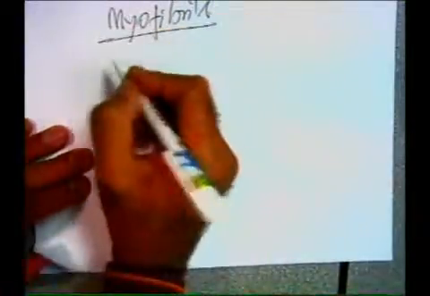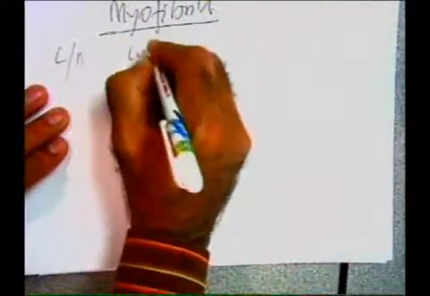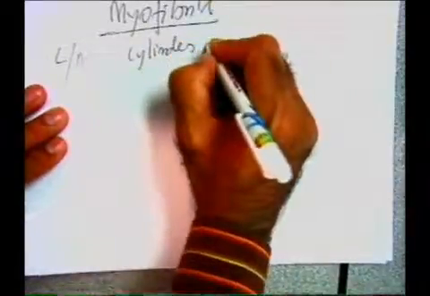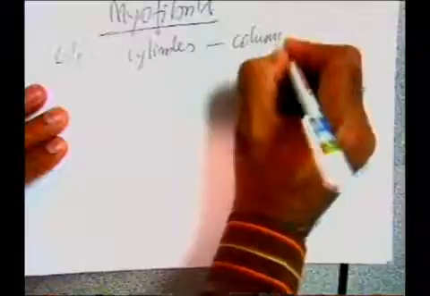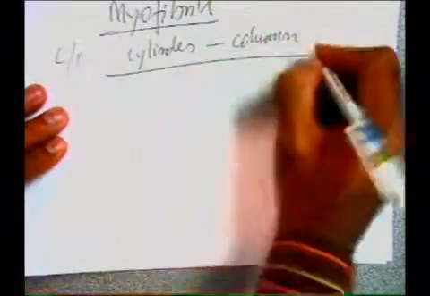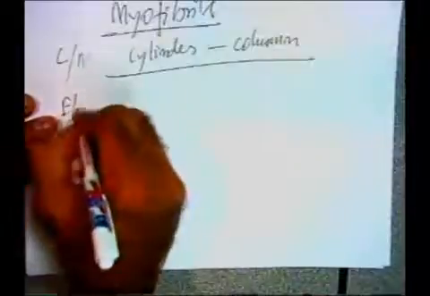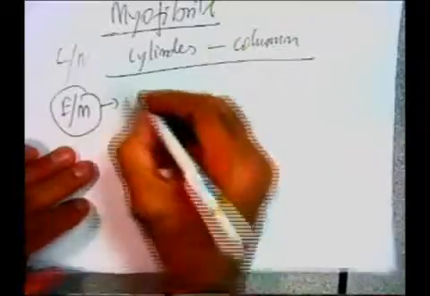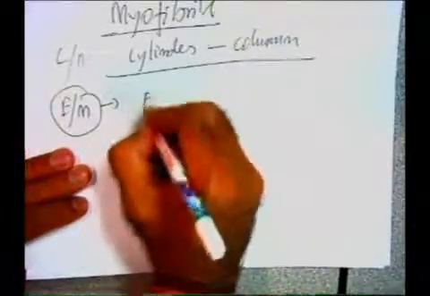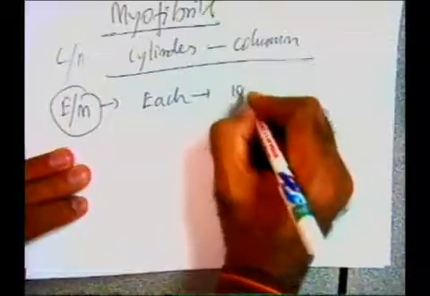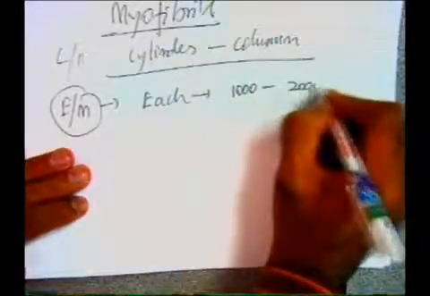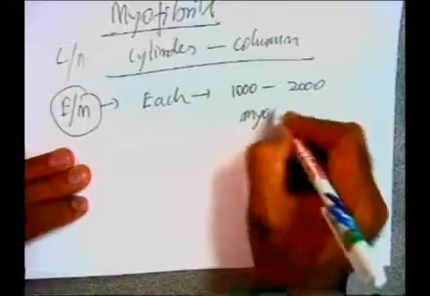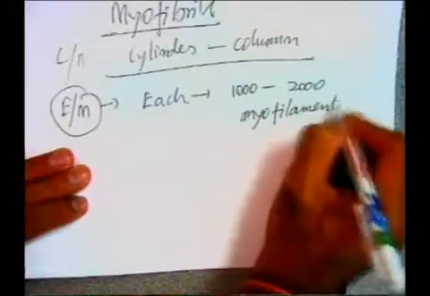The next one, let's go on to the myofibrils. What is the structure of myofibrils? Can we see them under the light microscope? Yes, we can see them in the light microscope like cylindrical columns, C-O-L-U-M-N, columns. And in the electron microscope, each myofibril is made up of 1,000 to 2,000 myofilaments. Myofilaments.